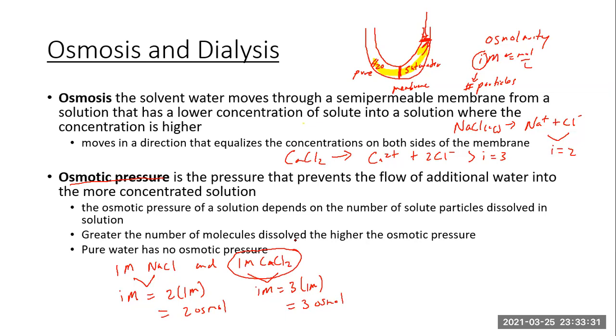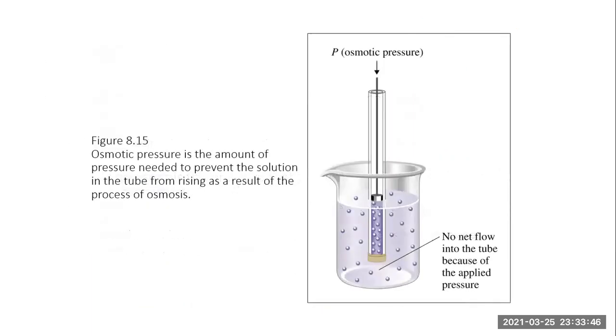Something like pure water has really no particles dissolved in solution because it doesn't break apart. It's covalent, so you don't produce ions or anything like that, and it has basically no osmotic pressure. Here's a much fancier picture of what I drew there, but again, we're going to get no more flow of solvent molecules because we have this osmotic pressure pushing back down on it.